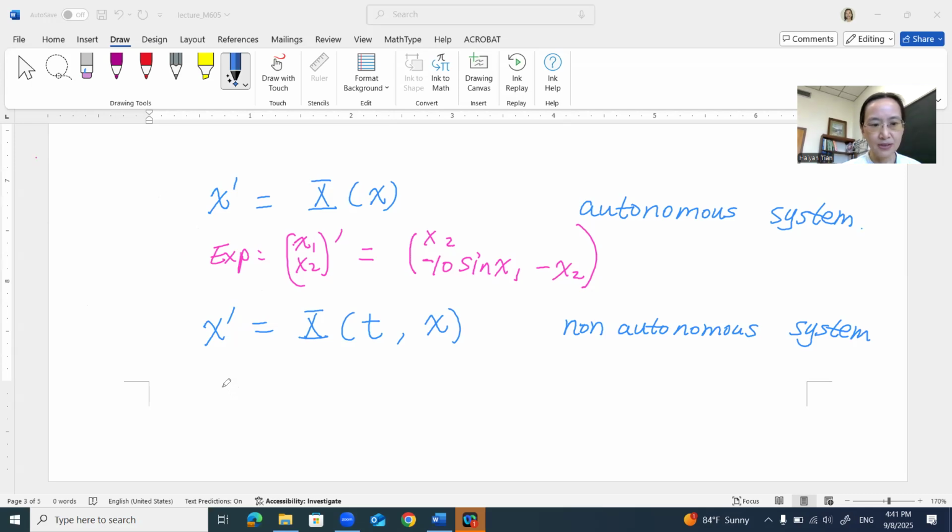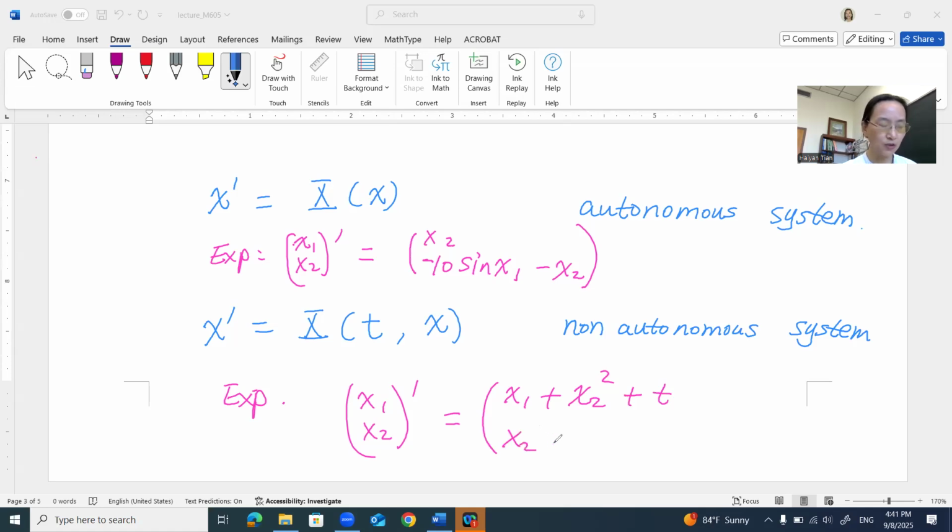And let's look at an example of a non-autonomous system. Suppose I have, again, two equations in the system. So the first derivative of x1 is x1 plus x2 squared plus t. And the second one, x2 minus x1.